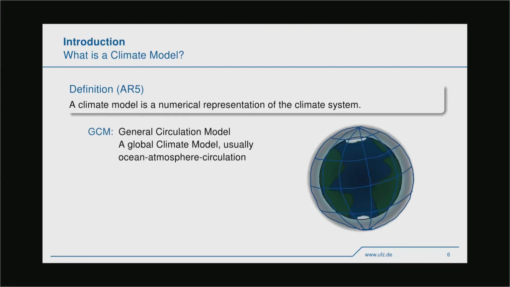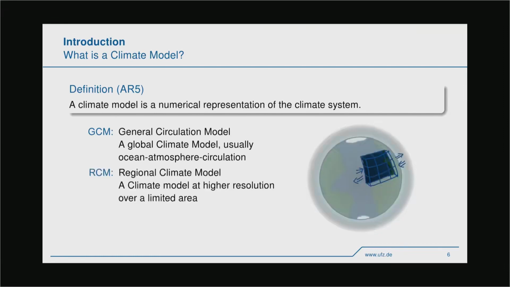But coming back to a climate model, a climate model could, for example, be a GCM, a general circulation model, which is a global climate model that usually consists of ocean and atmosphere circulation. An RCM is not a GCM, but it's a regional climate model, meaning a climate model at a limited area, and mainly it has a higher resolution. And because it is at a limited area, that usually means that there is some input and output going in, because it's not a closed system.